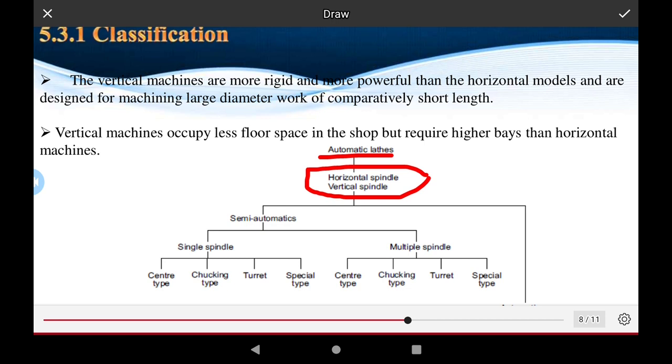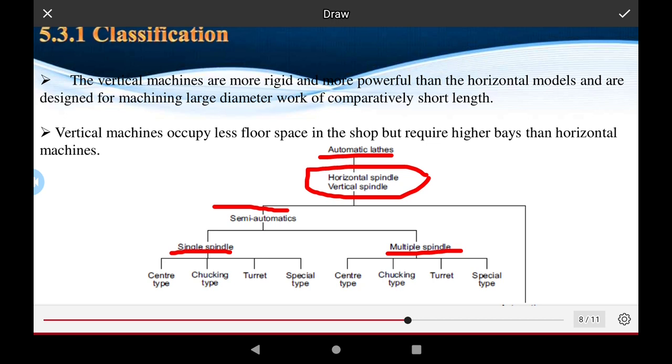Okay, machines and the semi-automatic machine. The semi-automatic machines are classified into two parts: single spindle and multi spindle. This is the single spindle and this is the multi spindle of the machines that also perform the work. And second, the single spindle machine is also divided into four parts.